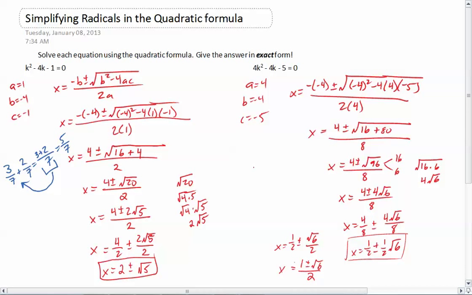All of those are simplified. They're simplified radicals. They're simplified fractions. And so that's as far as you can go.